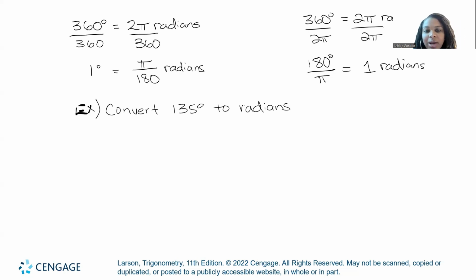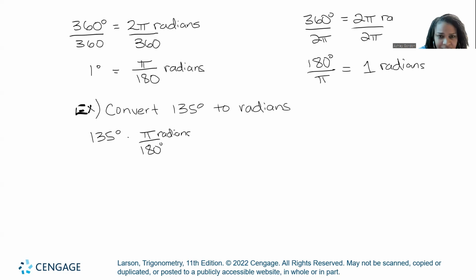So I want to end up with radians, so I want degrees to cancel. You always want to put the units that you want to cancel in the denominator. So I want to use my conversion factor that has degrees in the bottom. So this would be pi over 180. I'm going to take 135 degrees and multiply it by pi radians over 180 degrees.